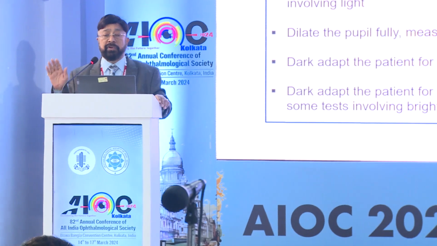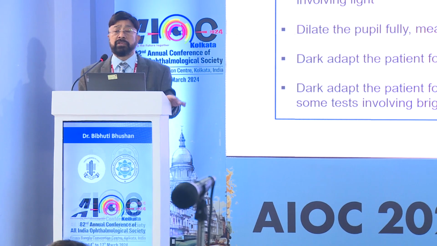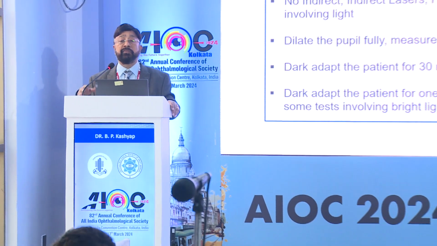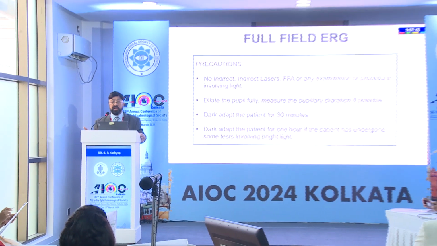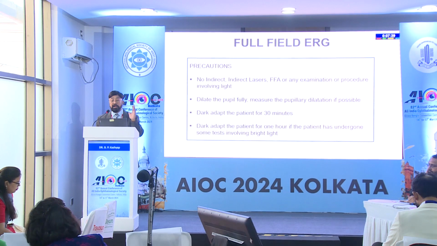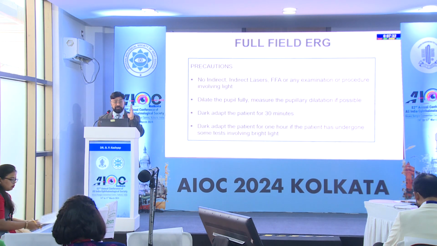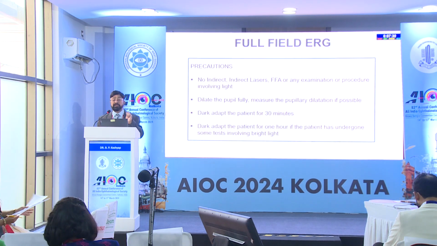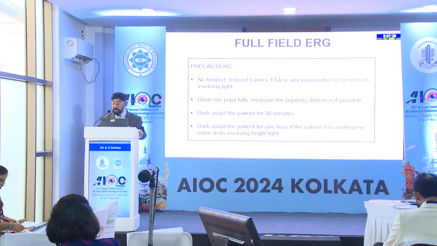Now you have to take precautions while doing any ERG. That is, there should not be light thrown in the patient's eye, because you have to make the patient dark adapted. So if you have to make the patient dark adapted, please do not do indirect ophthalmoscopy or FFA or any test. Otherwise, if you have not put any light in the eye, you have to do the dark adaptation for 30 minutes. If you have put any light like an indirect ophthalmoscope, then you have to make the patient dark adapted for an hour or so.